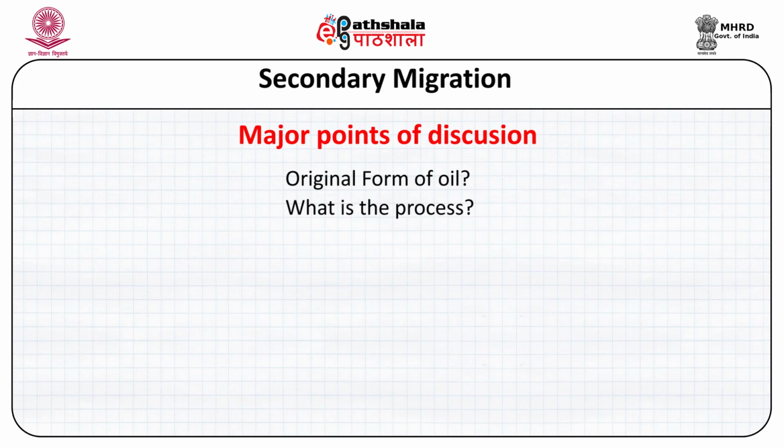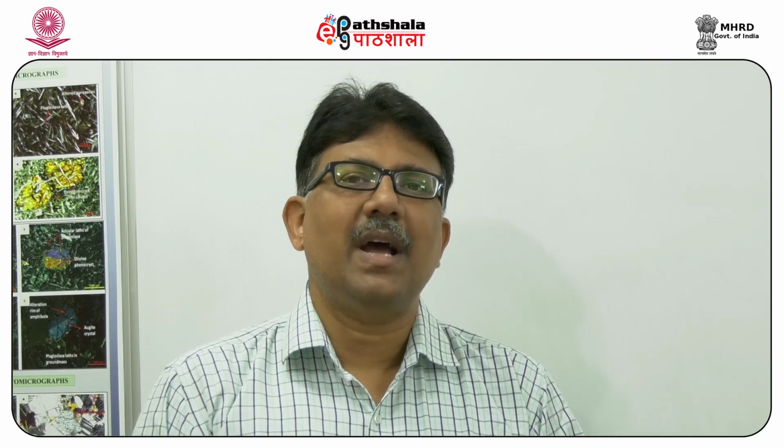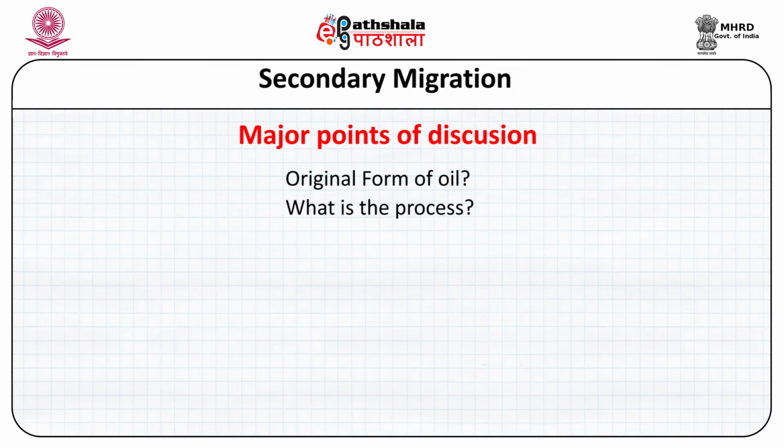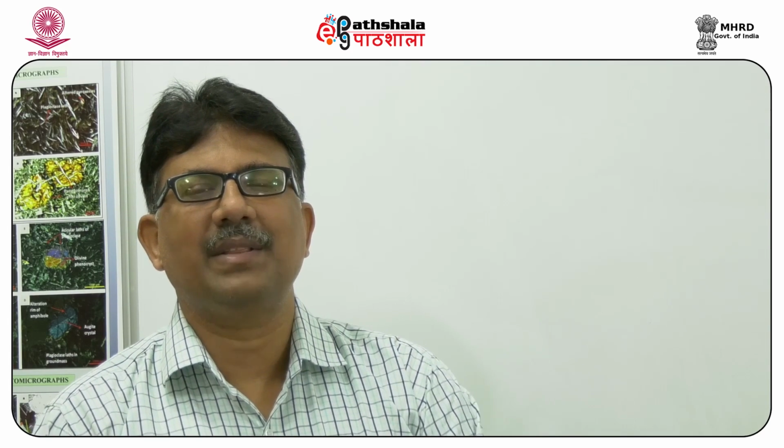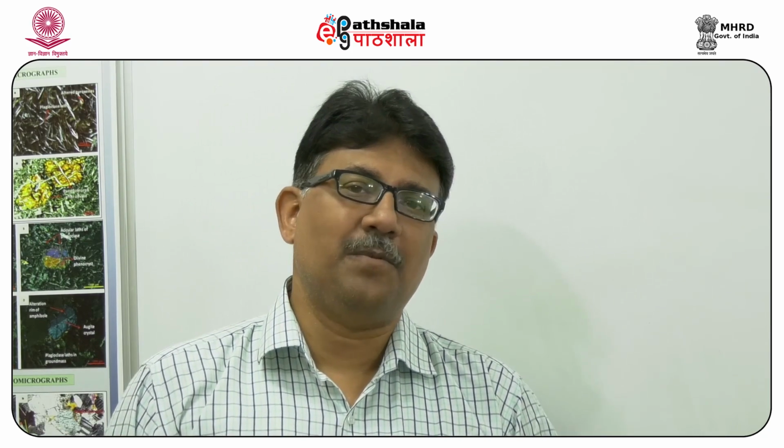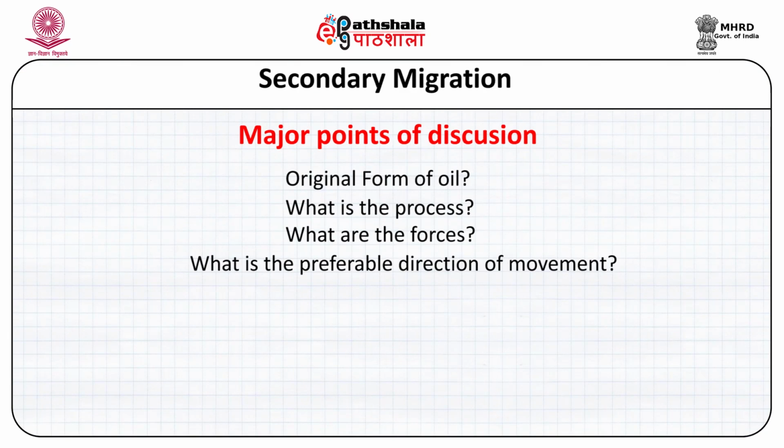Number 2, what are the processes by which this original form of hydrocarbon participates in the movement. Number 3, what are the forces that allow it to move and make the hydrocarbon accumulate together. And then what is the force or the preferable direction of their movement. So, all these are the topics of discussion in this module, the processes involved in the primary migration.